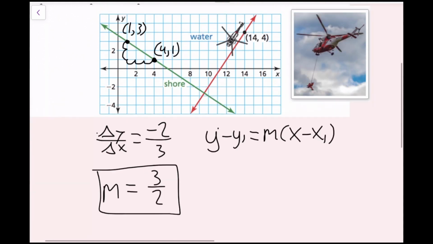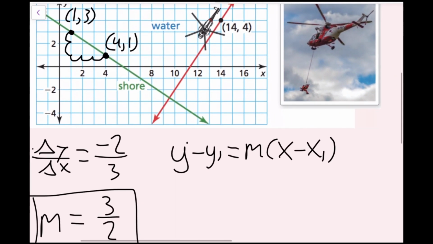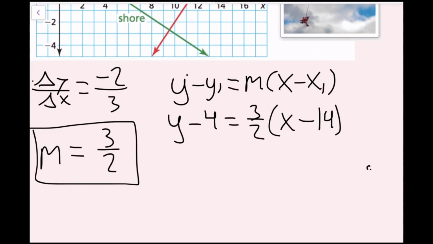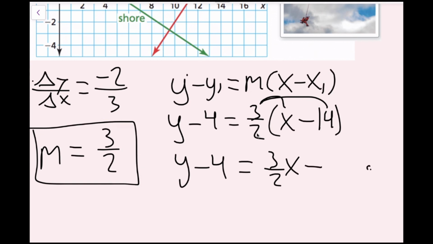So back here, I'm going to zoom in. So I'm going to plug my values in. Y minus, well, y1 is 4, equals my new slope, 3 over 2, times x minus 14. Okay. Now, we could just leave it here, but let's put it into slope-intercept form for fun. What I'm going to do is distribute this 3 halves to both my terms in the parentheses. Okay, so I get y minus 4 equals 3 halves x minus, well, if you notice, the 2 and the 14 would cross cancel, and the negative 14 would become a negative 7.